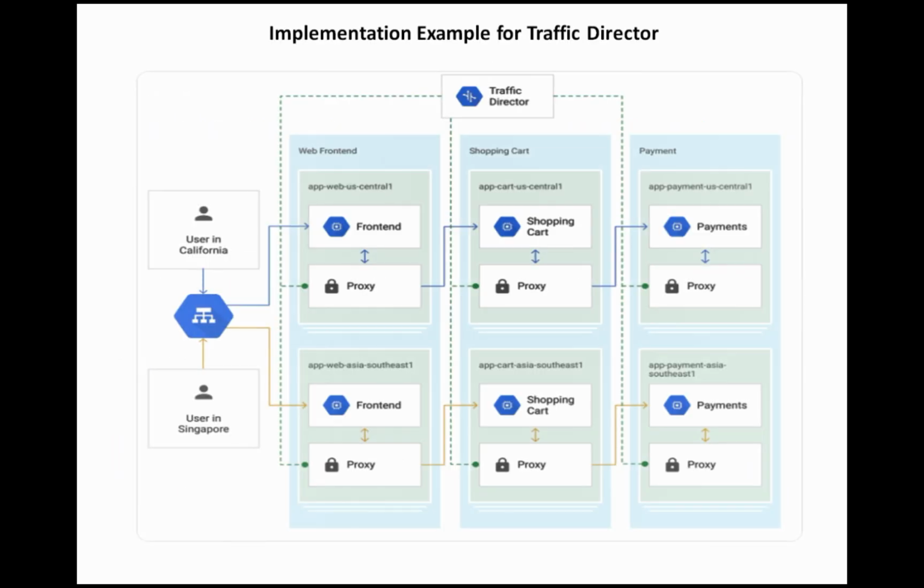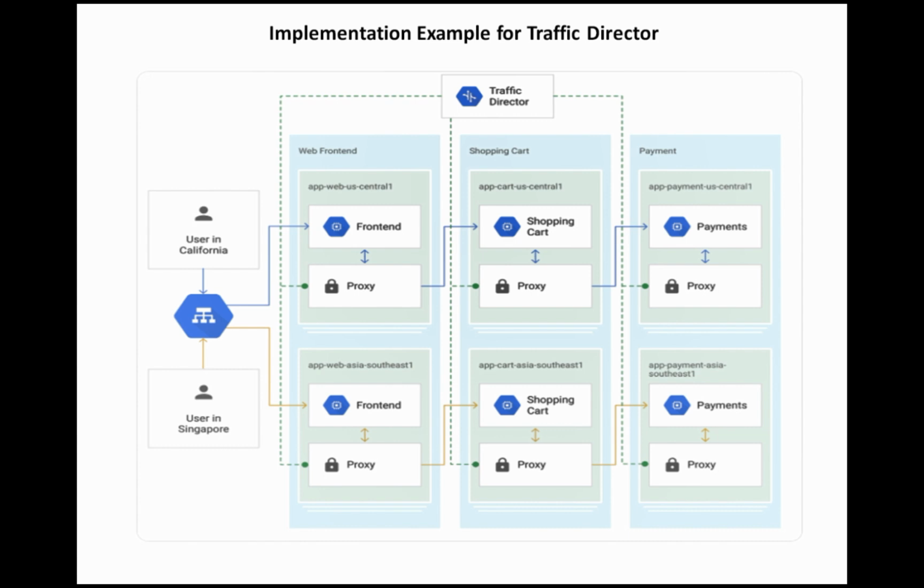If you see this example, it's a simple demonstration of the Traffic Director by taking three different services which are present in two different regions. In this particular example, the front end, shopping cart, and payment are three microservices, and these microservices are sitting in US Central 1 and Asia Southeast 1. It's available in two different regions. Now let's try to understand how these different features of Traffic Director work.